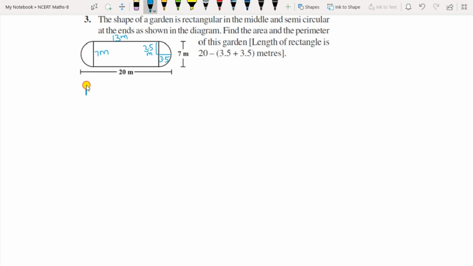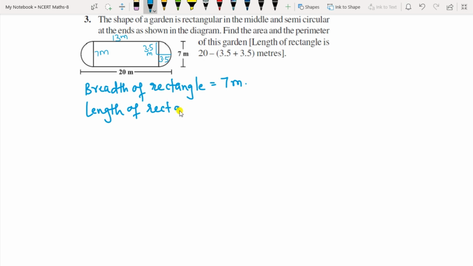Okay. So we will write it here as breadth of rectangle is given as 7 meter. Length of rectangle will be what? This total length is 20 given. So if you subtract, now this is 7, so that means the diameter of the semicircle is 7, so half of it will be 3.5, that is the radius. So this is also the radius, so that is also 3.5. So that's why 3.5 is given here.